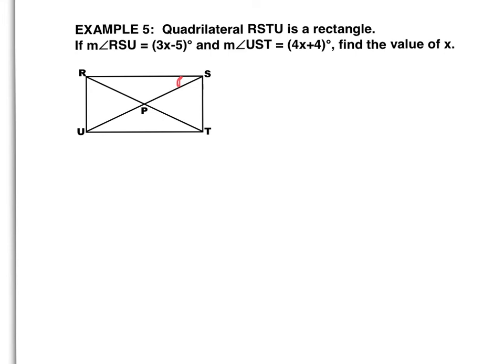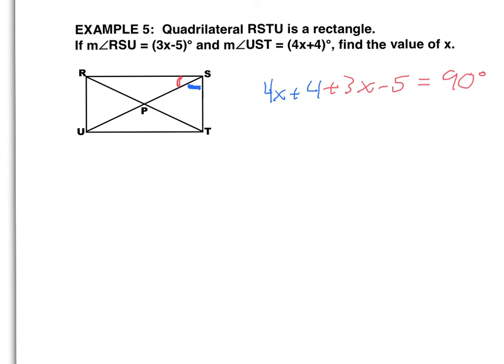And angle UST, let's do this one in blue, I guess. There we go. Angle UST right here is 4x plus 4. Well, together, what do those two angles have to be? They make the whole corner at S, they make the whole angle S, so what do they have to add up to together? Well, together, the 4x plus 4 and the 3x minus 5 have to equal 90 degrees because it's a right angle, right? Our rectangles have right angles.